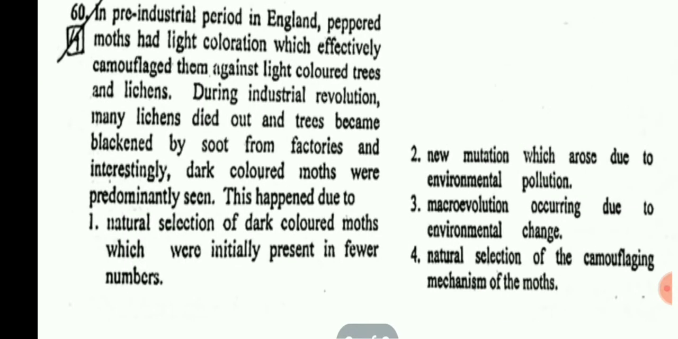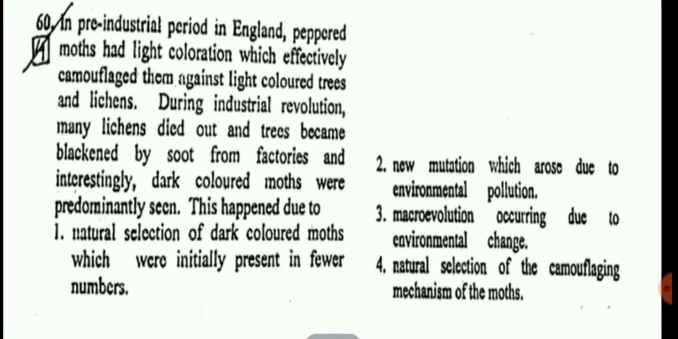In the pre-industrial period in England, peppered moths had light coloration which effectively camouflaged them against light colored trees and lichens. During the industrial revolution, many lichens died out and trees became blackened by soot from factories, and interestingly dark colored moths were predominantly seen. This happens due to: first option, natural selection of dark colored moths which were initially present in fewer numbers.